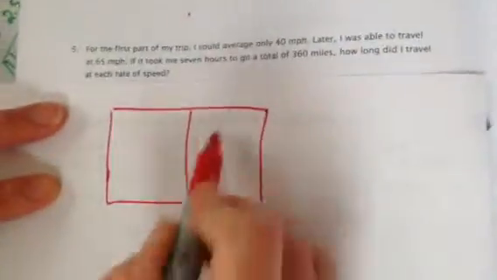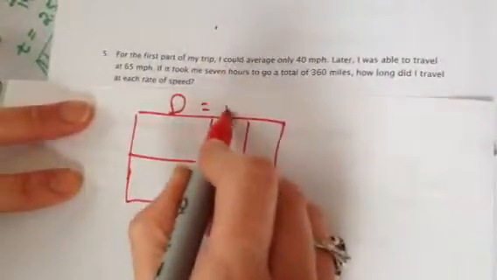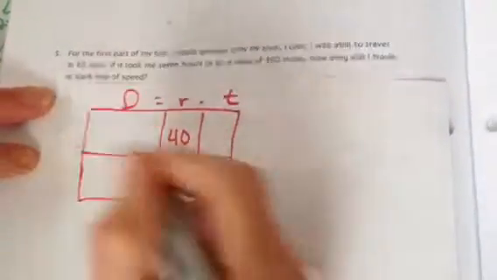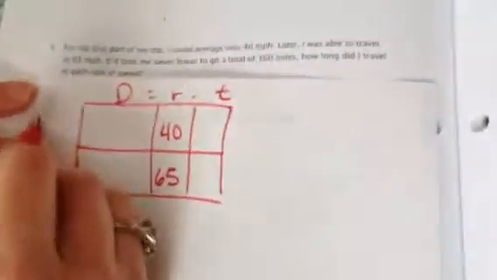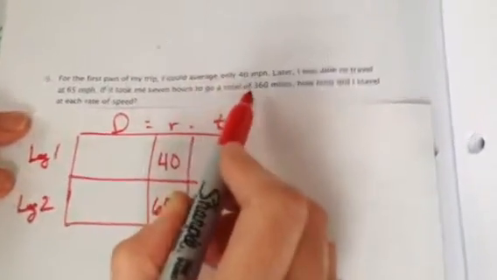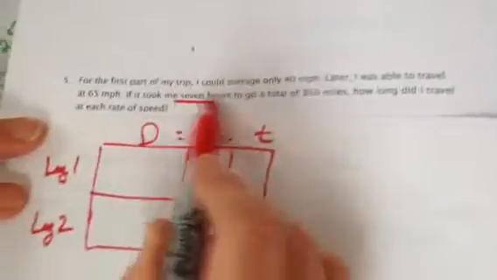That simple. Okay, we're going to do one more, and then we will call it a quits for this chapter, for this lesson. Okay, I like this one too. Another distance problem. Surely I've got 2 scenarios going on, so I'm just going to go ahead and do this. Distance equals rate times time. For the first part of my trip, I could average only 40 miles per hour. Later, I was able to travel at 65 miles per hour. So you could call this like leg 1 of the trip, and this is leg 2 of the trip, something like that. It took me a total of 7 hours to go a total distance of 360 miles.